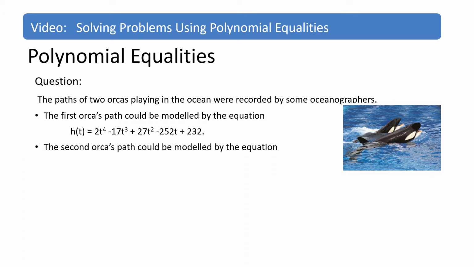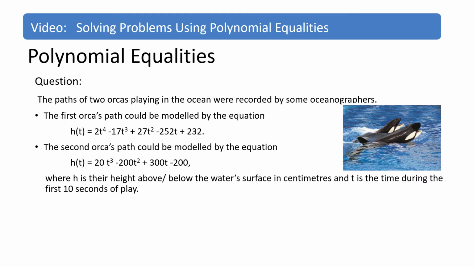The second orca's path could be modeled by this equation: h(t) = 20t^3 - 200t^2 + 30t - 200, where h is their height above or below the water's surface in centimeters and t is the time during the first 10 seconds of play. At what times were the two orcas at the same height or depth?